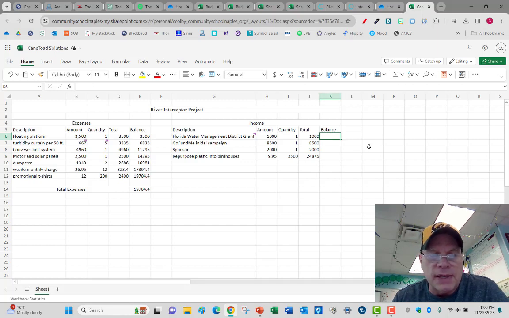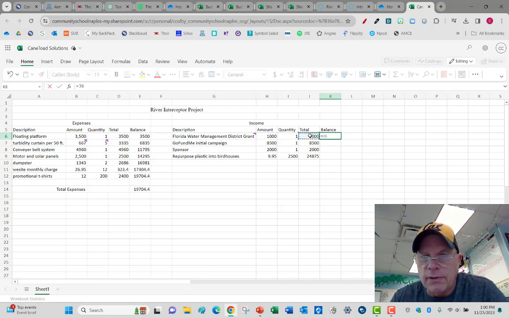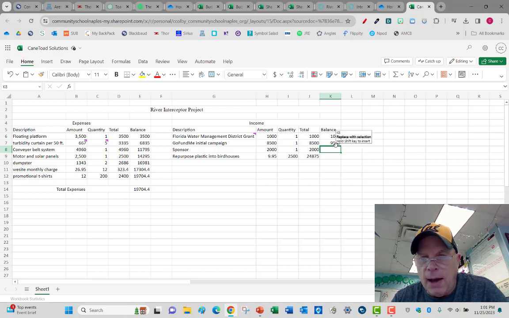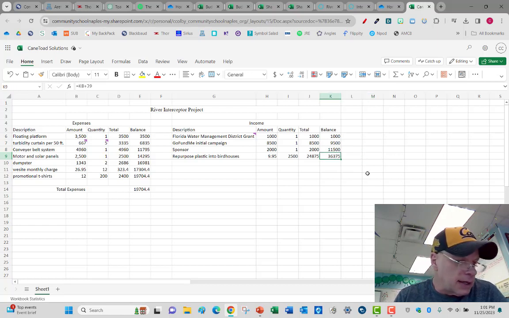The balance will be similar to the expenses. The first balance will equal this first total. The next balance will equal the previous balance plus this total from the GoFundMe campaign. And then I will copy that function down to these cells, and that will give me a running balance for my income sources.